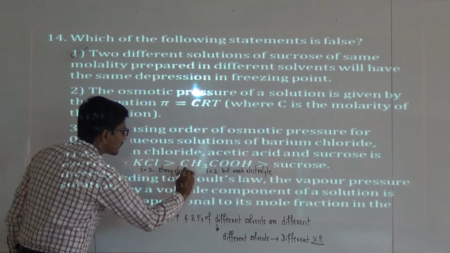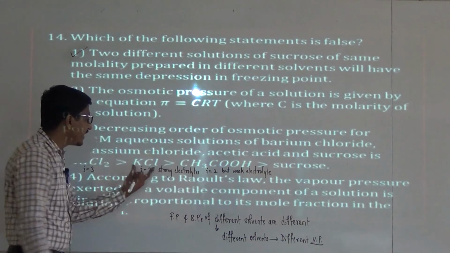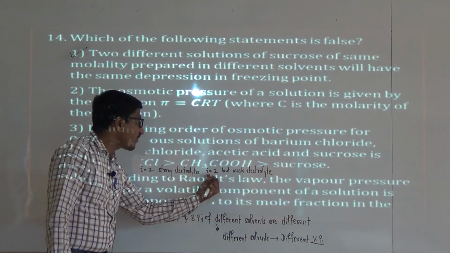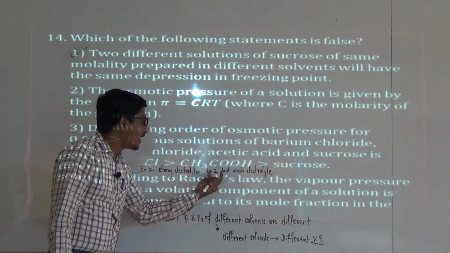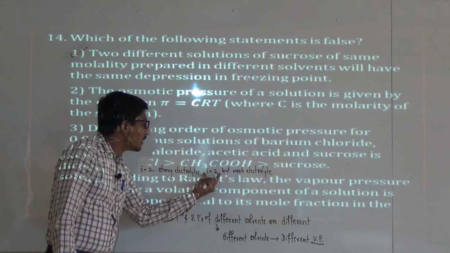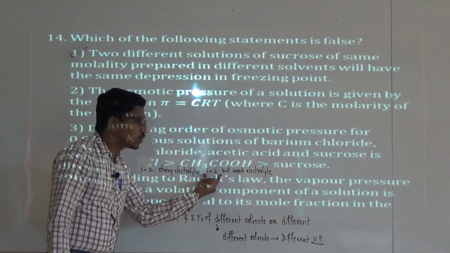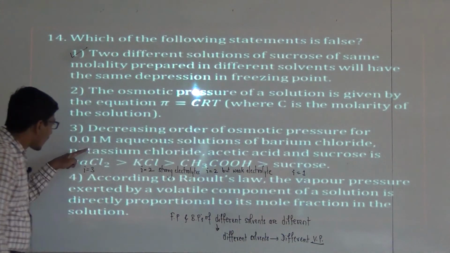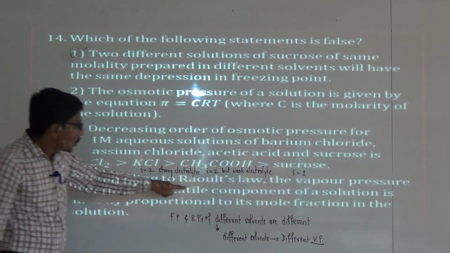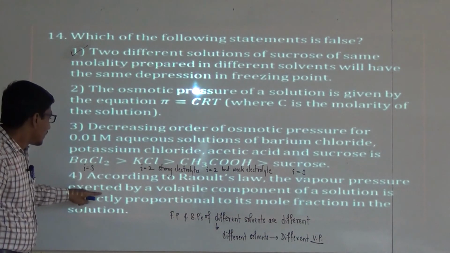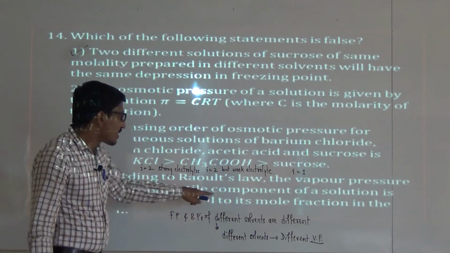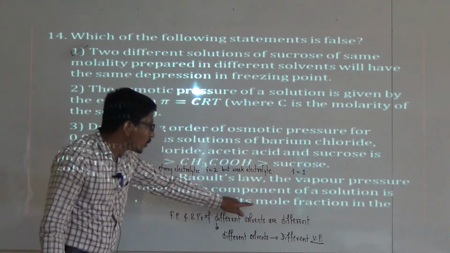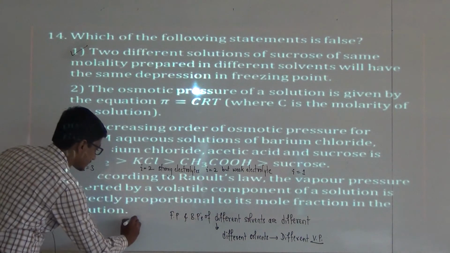In strong electrolytes complete dissociation takes place, but in weak electrolytes partial dissociation takes place, and the van't Hoff factor is more than 1, and for simplicity we considered i is equal to 2, and for sucrose i is equal to 1. This statement is also correct. According to Raoult's law, the vapor pressure exerted by a volatile component of a solution is directly proportional to its mole fraction. This is also a correct statement.